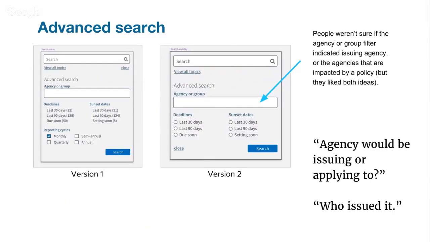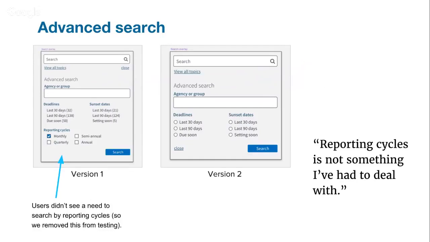They weren't sure if the agency or group filter was indicating the issuing agency or the agencies that were impacted by a policy, but they liked both ideas. So whichever one it is, we probably want to clarify it with the text, which one we mean for that box, or we may want to do a little more research to see if one or the other is more important to people, or if they want both. There could be some refinement there. Moving forward, the time-based ones, we got a lot more varied feedback.